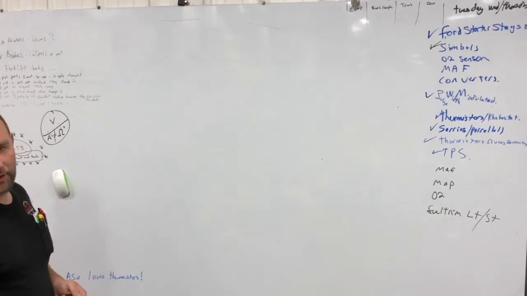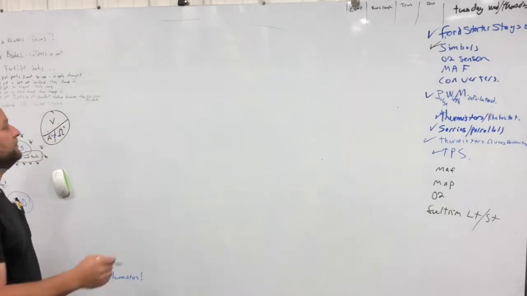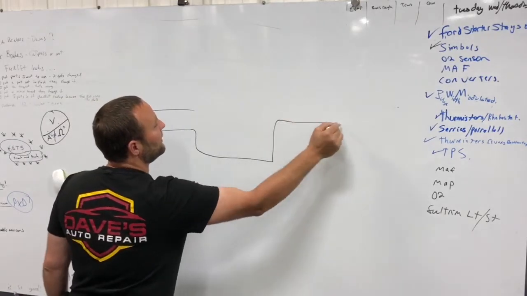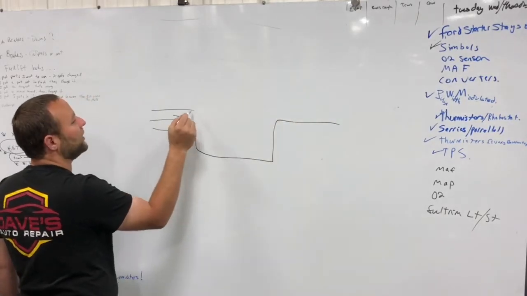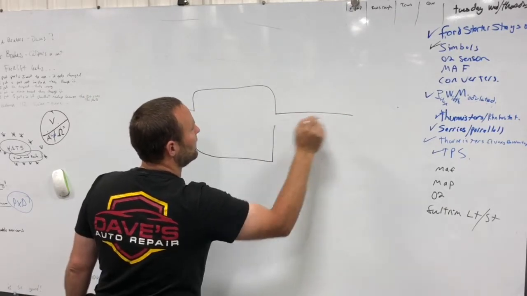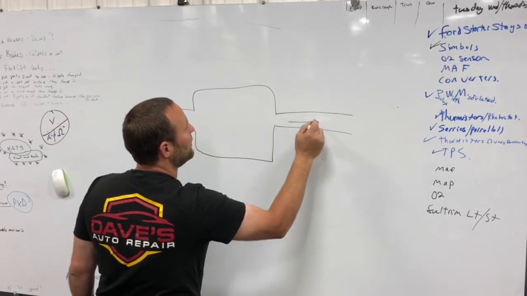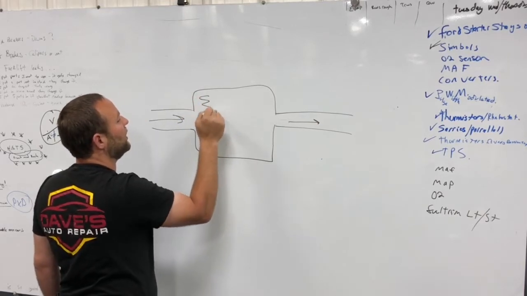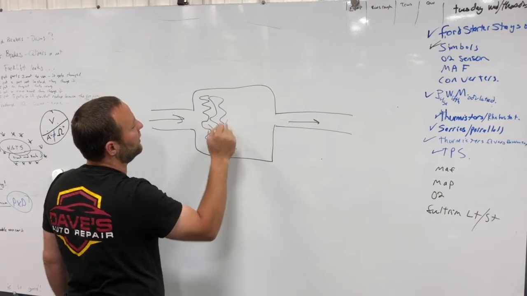Cade wanted to know how a catalytic converter works, right? I want to know that too. You do? Come on, let's get this done. Flow is going this way. Can't close it off. Flow is going this way. And here's that little honeycomb substrate stuff. I can't draw a honeycomb, that would take me forever.